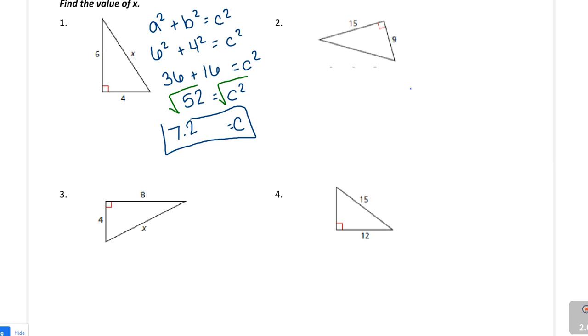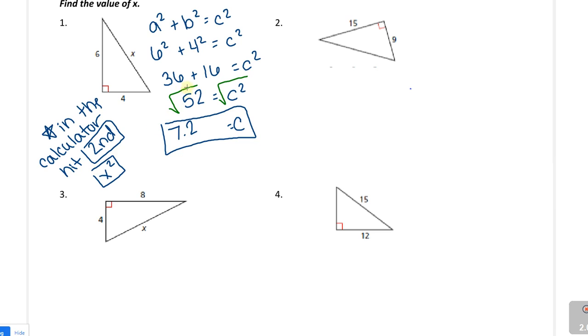So let's add a note. In the calculator, you're going to hit second, and then the x squared button. And that's going to give you the square root option.